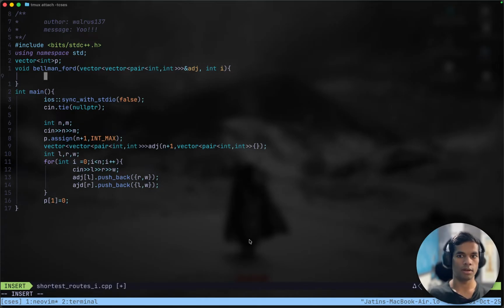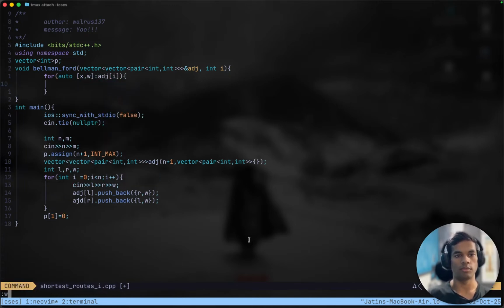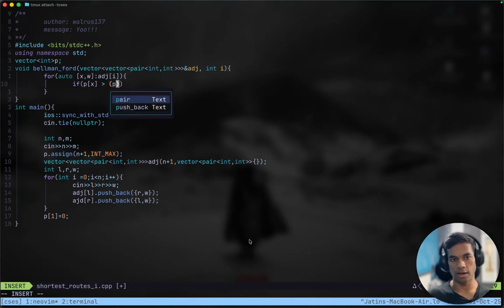And we will just, after that, auto x, w : adj[i], which just means that this current node i is connected to this node x with an edge whose weight is w. And if the current shortest path to get to x is greater than the distance it would take to get to x from i, which is the shortest path to get to i plus the weight.